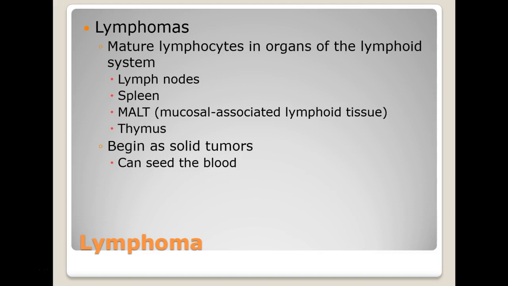Next, we'll look at lymphomas. These are mature lymphocytes in the organs of the lymphoid system. We see them in lymph nodes, spleen, the mucosal-associated lymphoid tissue, and the thymus. They begin as a solid tumor, but we can see them in the blood.